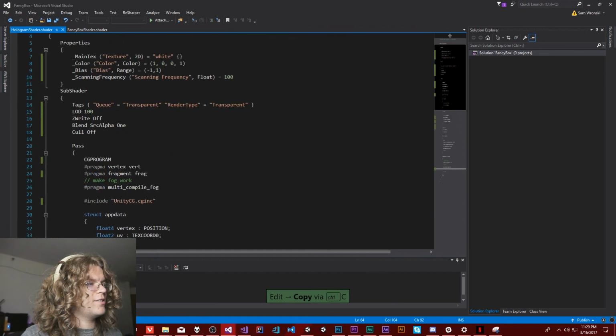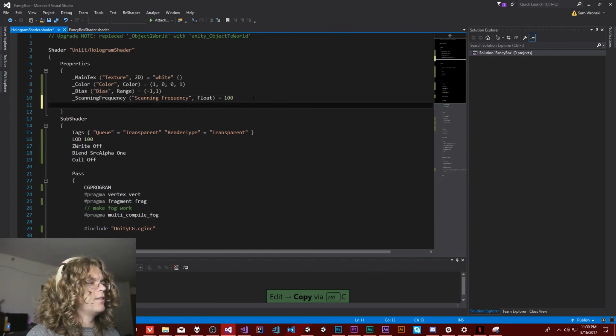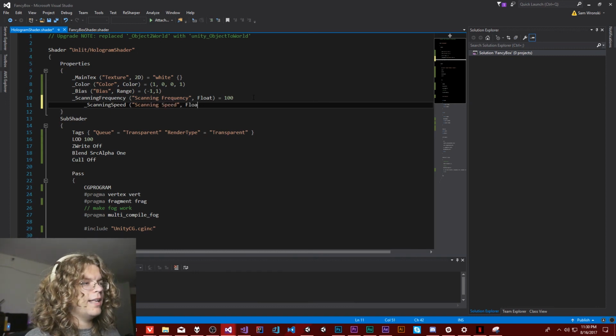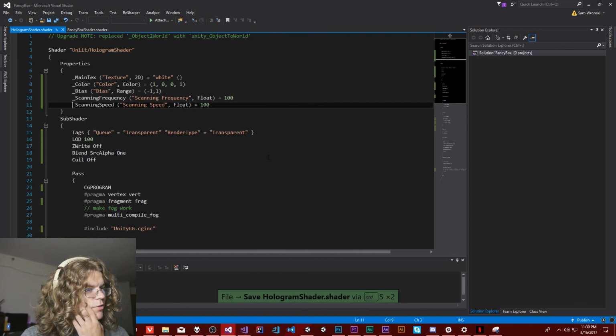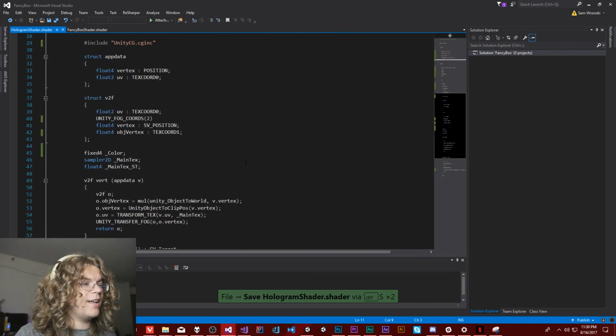And then we have our scanning speed. So we're going to take that, plug it in as the scanning speed. And that can be another float at 100 as well. And that should be everything we need. If there's anything else we want to add, we can do that.